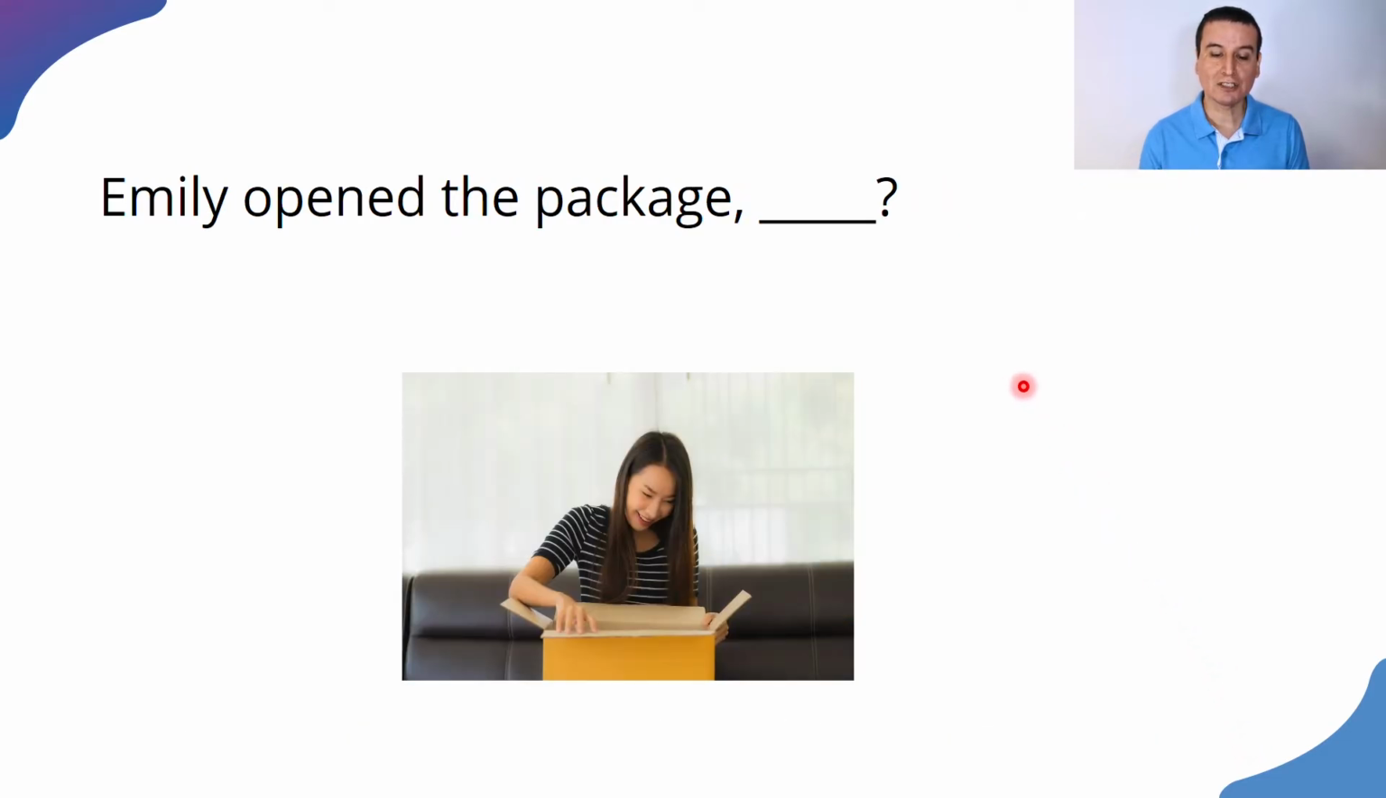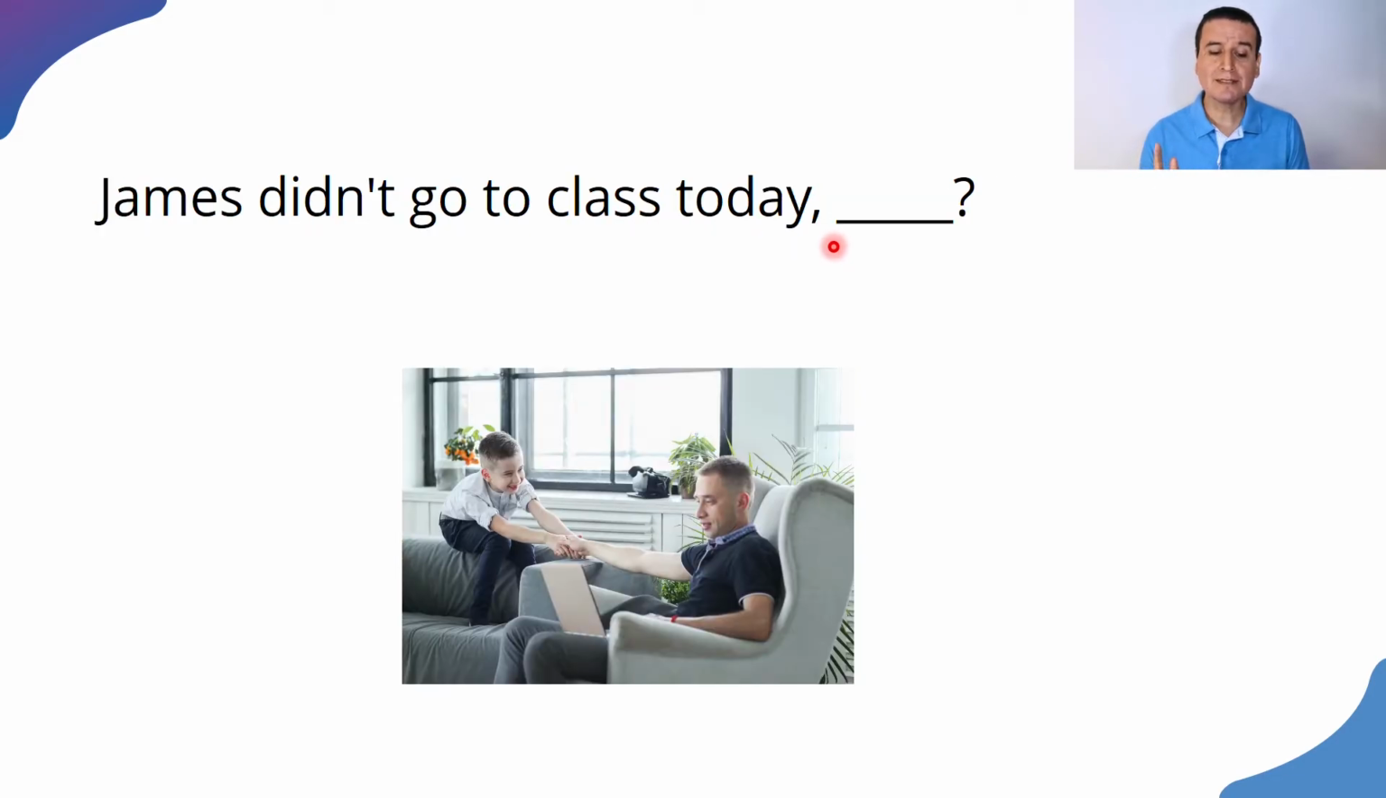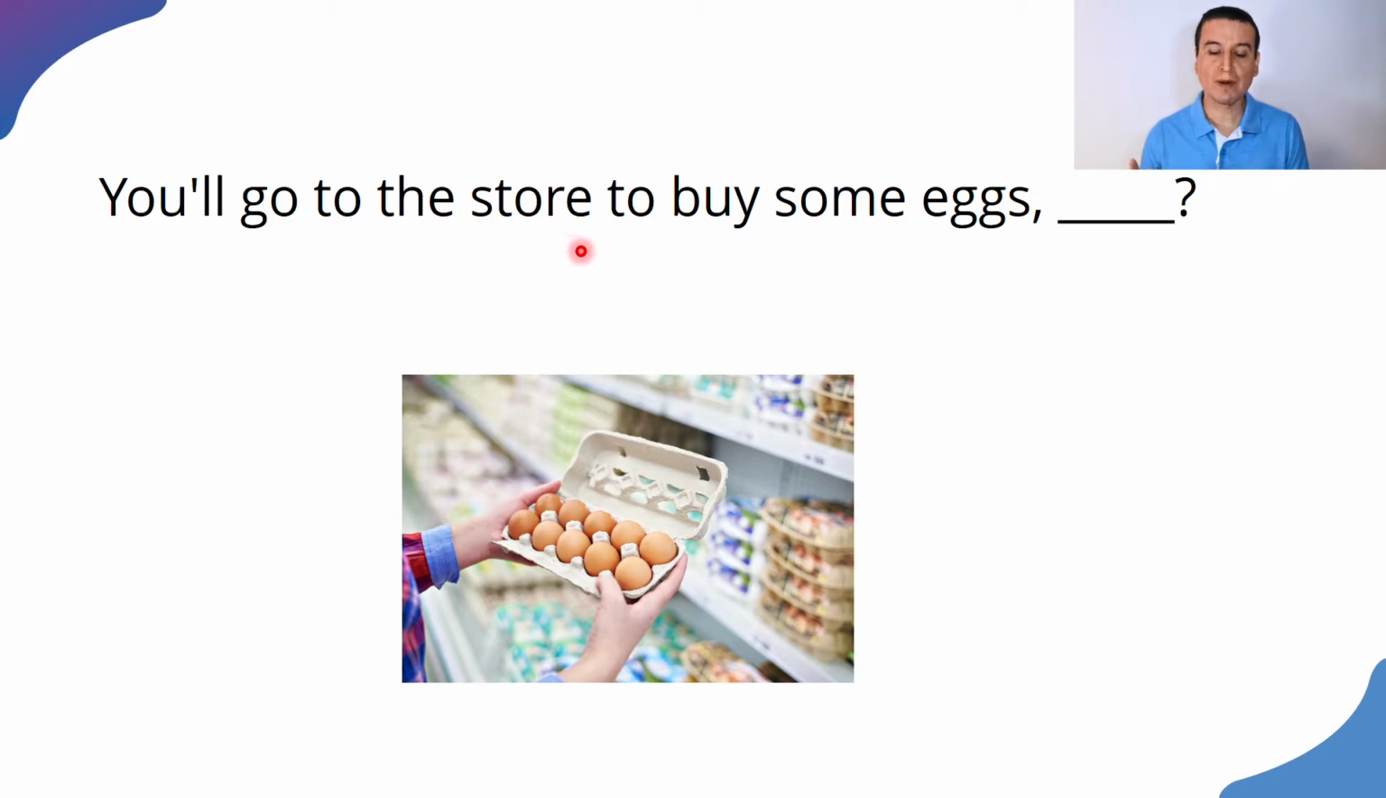Emily opened the package. Past tense. Emily. Didn't she? All right? Affirmation, negation. James didn't go to class today. Past tense. Affirmative. Didn't. Negative. The question is without the negation. Did he? Next. You'll go to the store to buy some eggs. Future. You will go. So it's affirmative, negation in the question. Won't you?